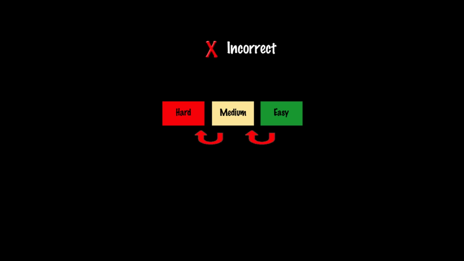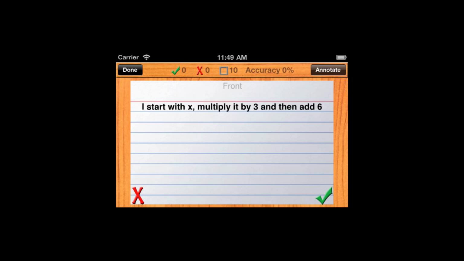So if you got a medium card wrong, then it would be put in the hard box, and if you got a medium card correct, then it would be put in the easy box. If you turn this option off, then you will not be prompted and you will need to manually move your cards to different boxes as you think the difficulty changes.